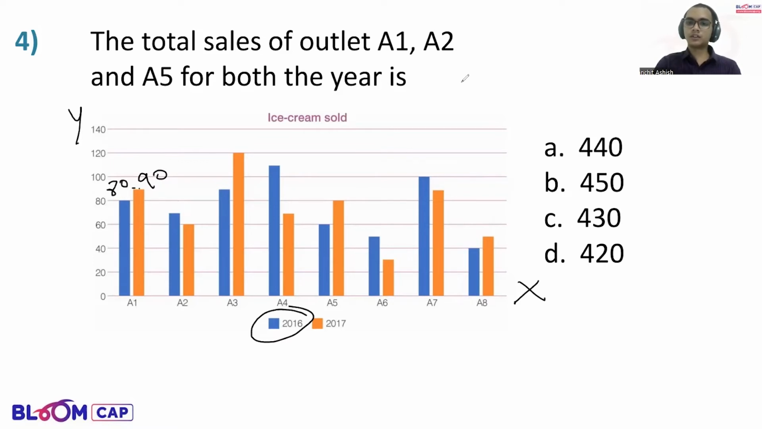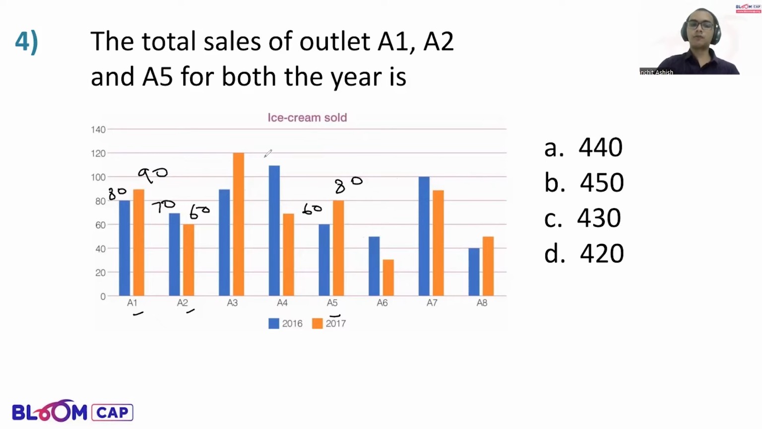Now, let's see what the question is asking us to do. The total sales of outlets A1, A2, and A5 for both the years. So we have to find the total sales of A1, A2, and A5. Let's write down the values. A1 for 2016 is 80. For 2017, it's 90. A2 for 2016 is between 60 and 80, and it's almost halfway through, so we'll write it as 70. For 2017, it's 60. And A5 in 2016 is 60, and for 2017, it's 80.